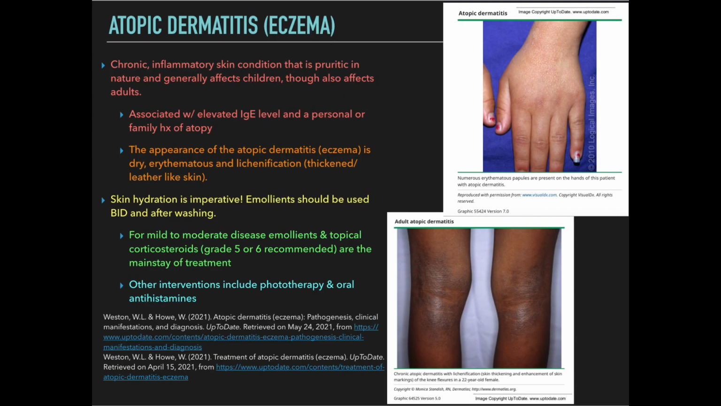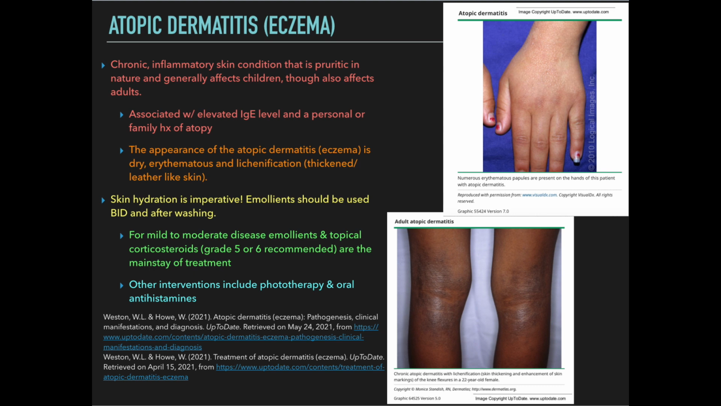Here we have atopic dermatitis, also referred to as eczema, and this is a chronic inflammatory skin condition that is pruritic, and it generally affects children, although adults can be affected as well. It's also associated with an elevated IgE level and a personal or family history of atopy. So the appearance of the atopic dermatitis is a dry, erythematous, thickened leather-like skin or lichenification.